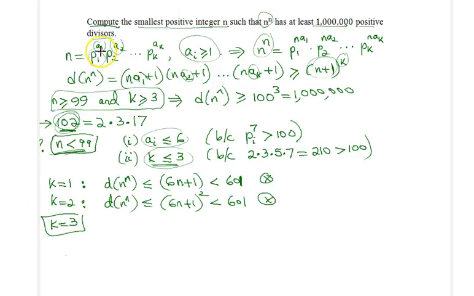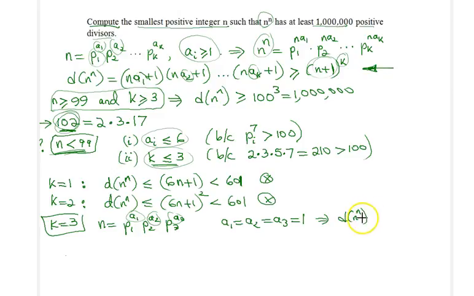Our number has 3 distinct prime factors. In that case n can be written as p1^a1 times p2^a2 times p3^a3. So let's first start with the smallest possible case. Could it be possible that a1 is equal to a2, which is equal to a3, and they're all equal to 1? That would again create a violation, because this condition here will immediately tell us that d of n to the n will be equal to n plus 1.